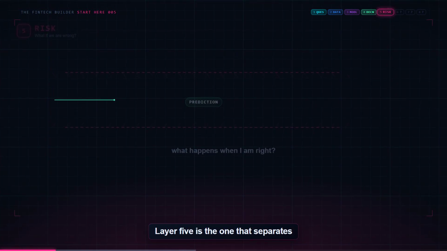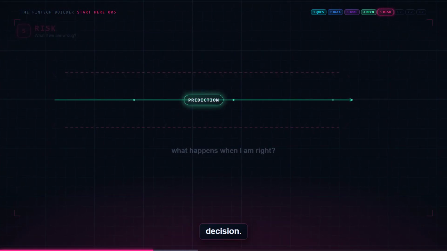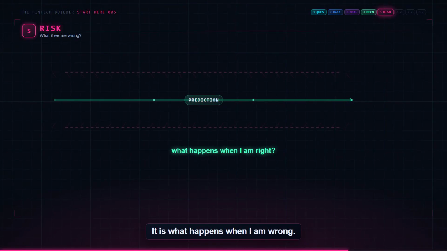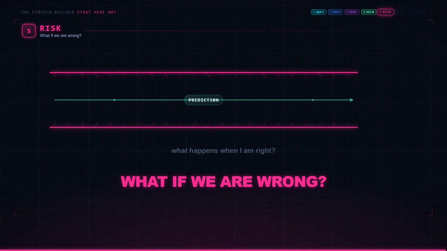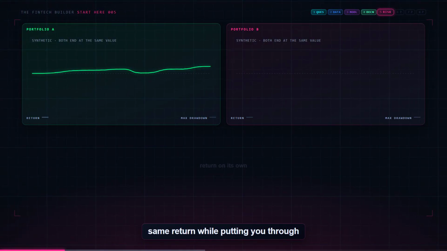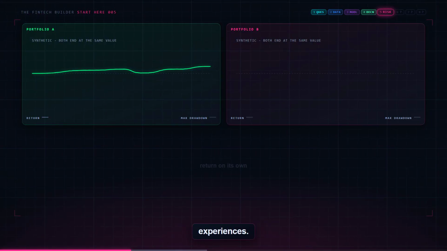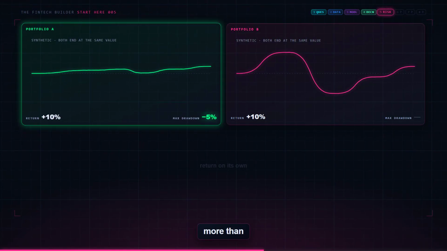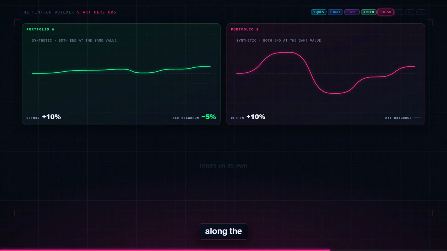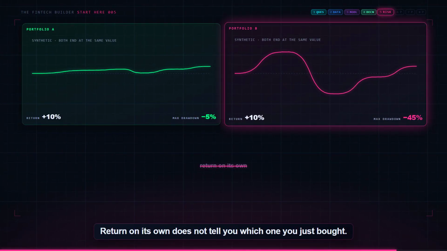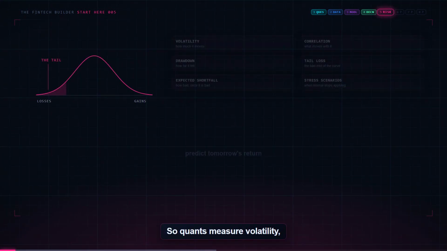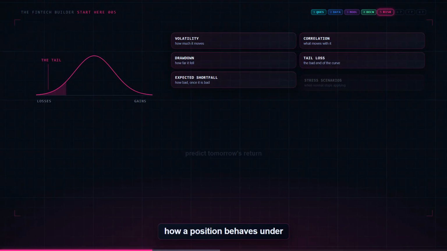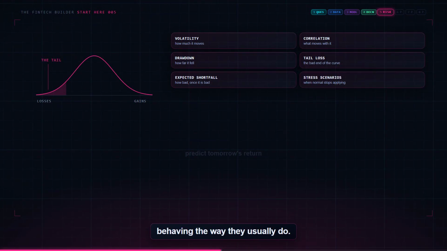Layer 5 is the one that separates an interesting model from a financial decision. Risk. Because the question that matters is not only what happens when I am right, it is what happens when I am wrong. Two strategies can deliver exactly the same return while putting you through completely different experiences. Both of these made 10%. One of them never fell more than 5% along the way. The other fell 45% and then recovered. Return on its own does not tell you which one you just bought. So quants measure volatility, correlation, drawdown, tail loss, expected shortfall, and how a position behaves under stress when markets stop behaving the way they usually do.